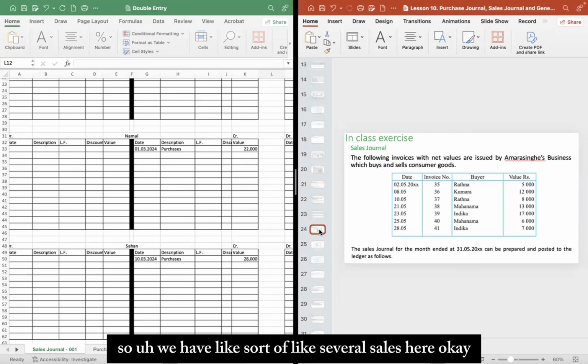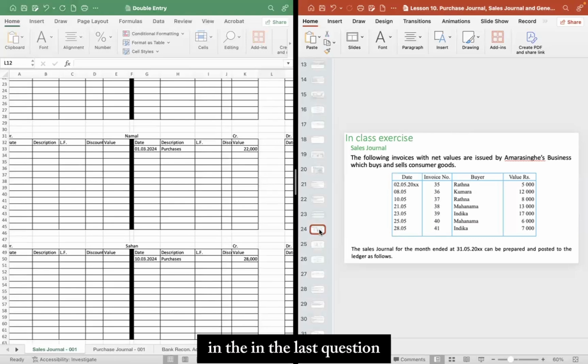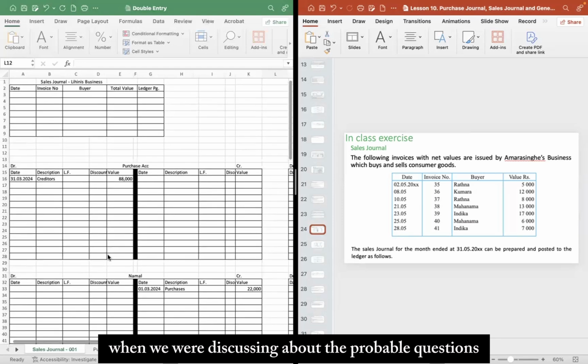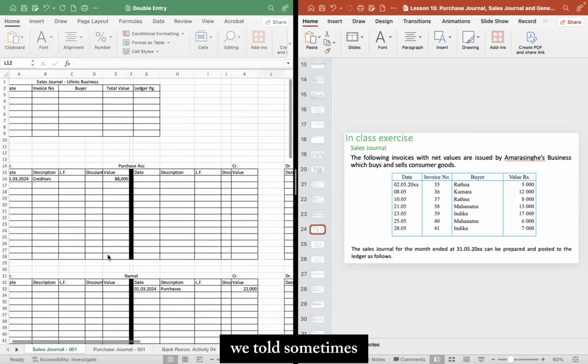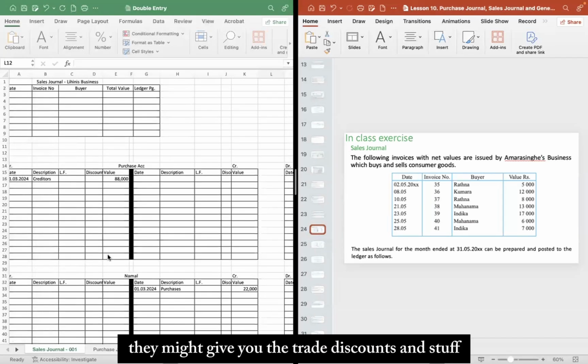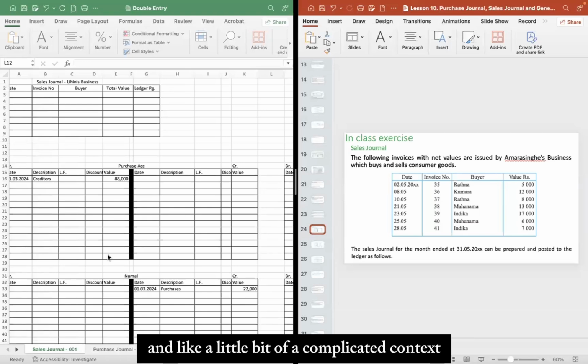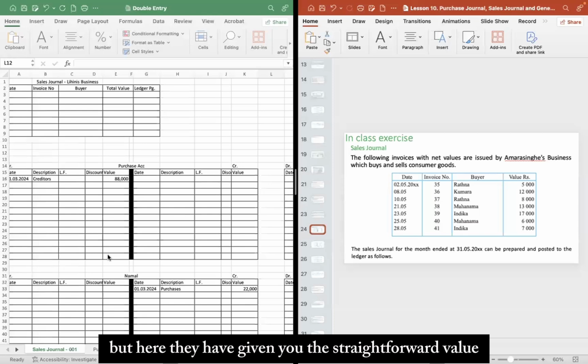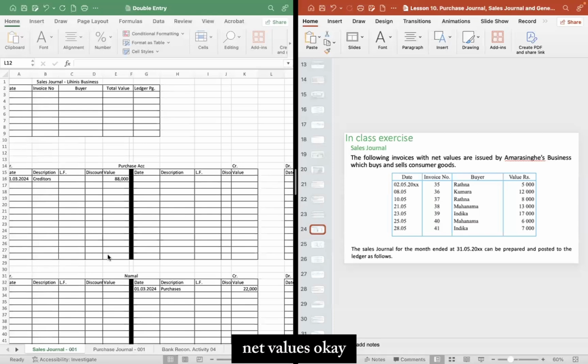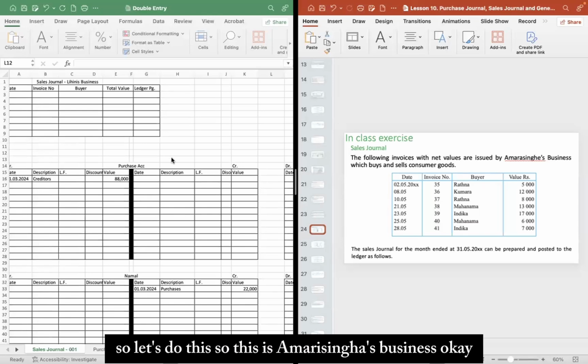Okay. So we have several sales here. The good thing is they have given you the net value. In the last question, when we were discussing the probable questions, we said sometimes they might give you the trade discounts and stuff, and complicate the context a little bit. But here they have given you the straightforward vanilla net values. Okay, so let's do this. So this is Amar Singha's business.